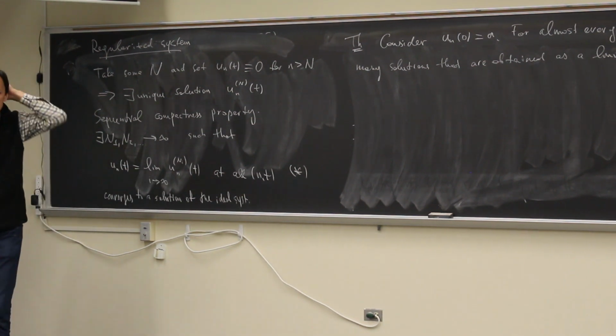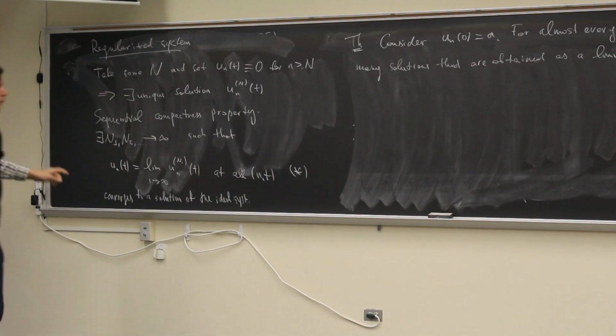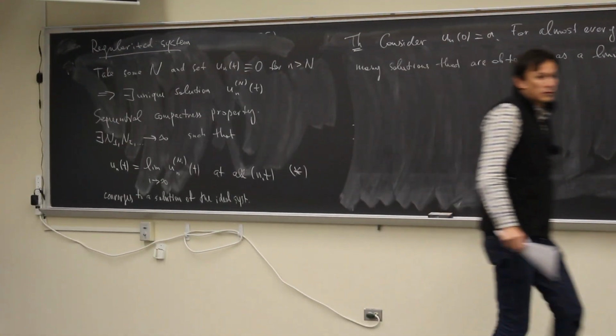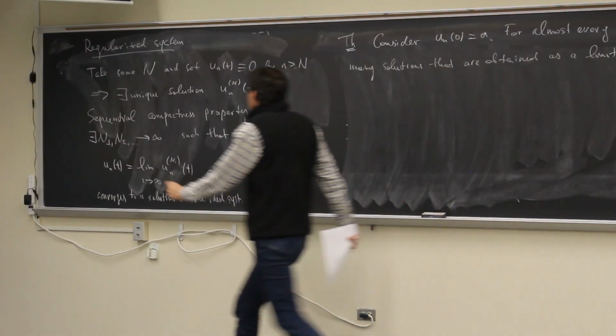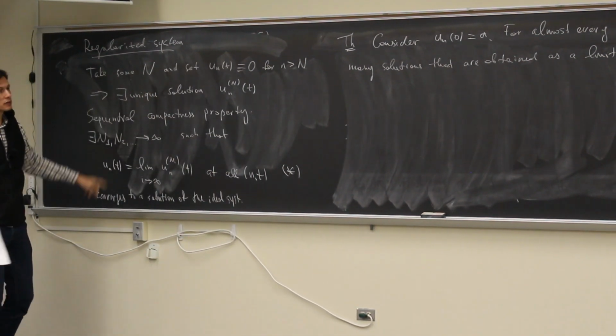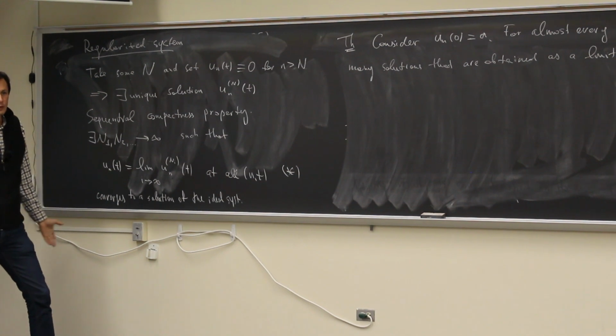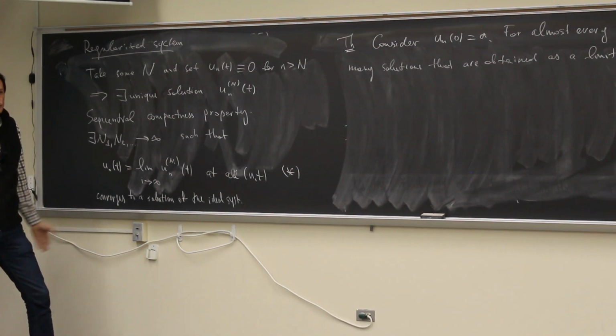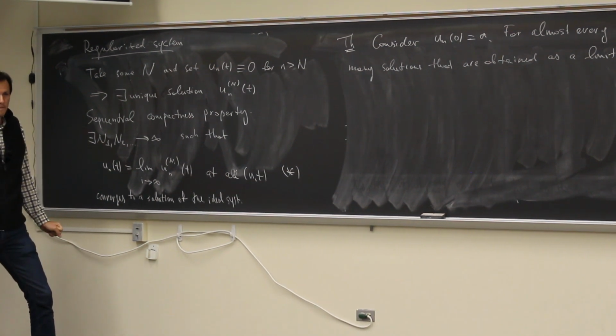I don't have time to show the proof. You can choose different subsequences and obtain different solutions, and you can prove that infinitely many solutions can be obtained. I'm totally lost.